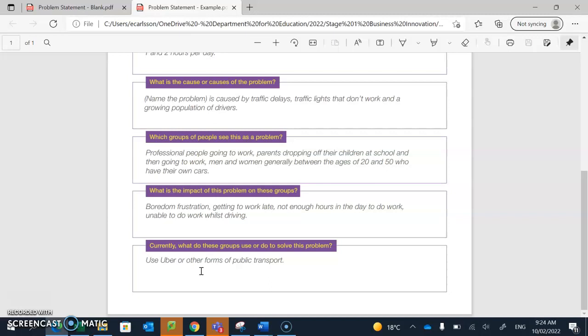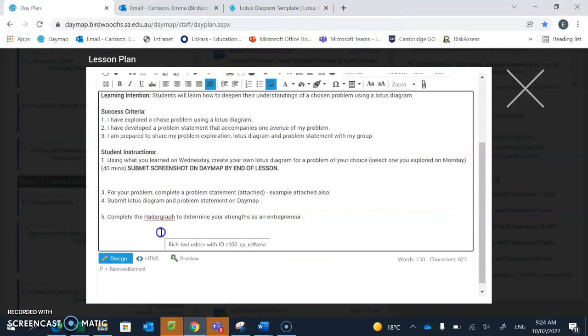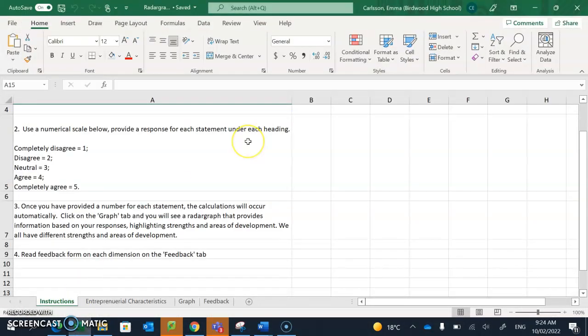All right, so hopefully that makes sense for you. So that's just building on top of what you did on Monday in a more targeted and specific way, just so you're introduced to this concept. Once you're done, I want you to complete the radar graph, which is attached. It's an Excel document to determine your strengths as an entrepreneur. This is just a fun activity for the end of Friday.